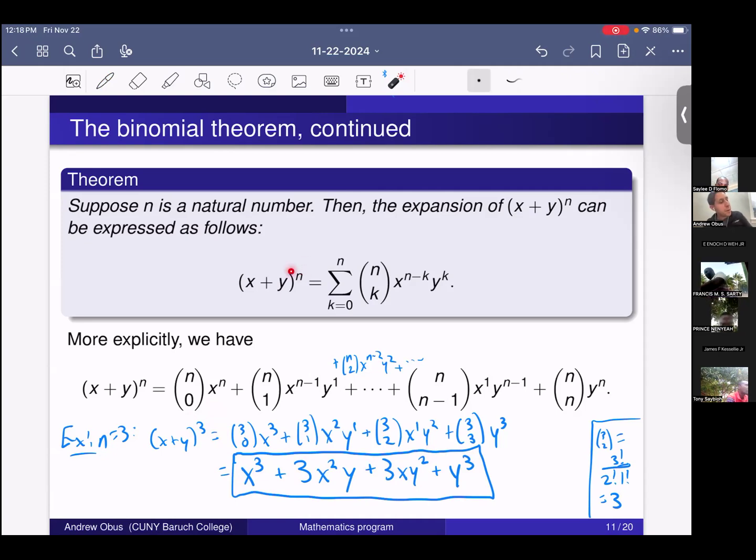Okay, so this is the binomial theorem. It tells you how to multiply out a sum of two terms. That's why it's called the binomial theorem, because we have two terms. And if you raise that to the n, this is actually what you get. When n equals 2, you get your familiar formula, x squared plus 2xy plus y squared.